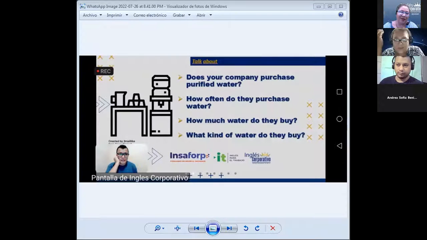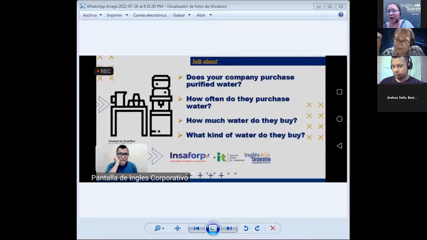An easy word, and not forget it. Okay, different companies have a purifier that they connect with the potable water. So they don't buy gallons of water. They just pay the bills. So the purifier. Okay, you have a purifier.